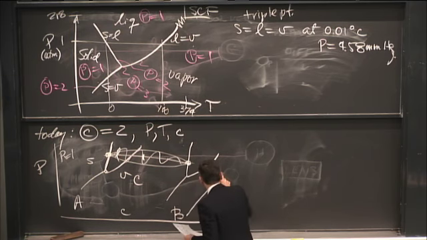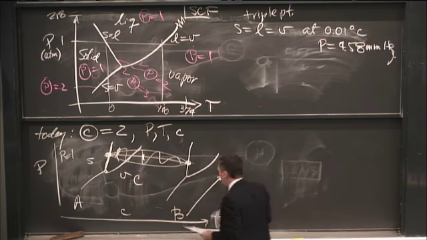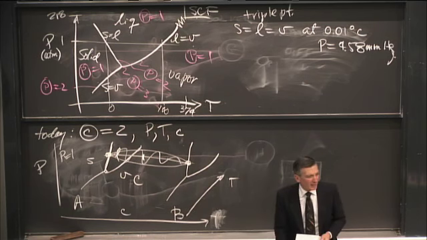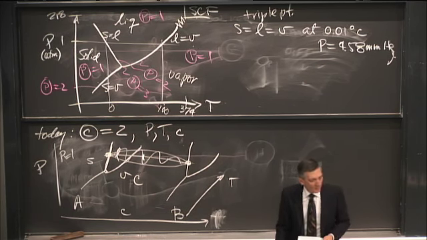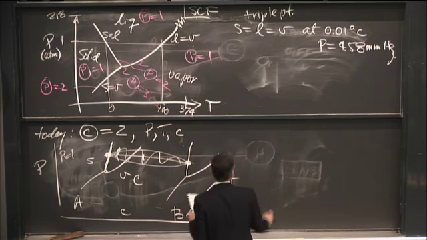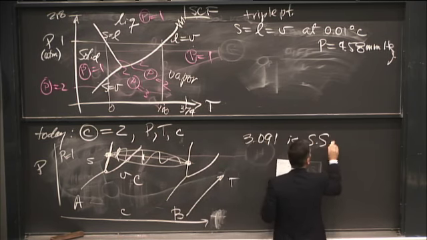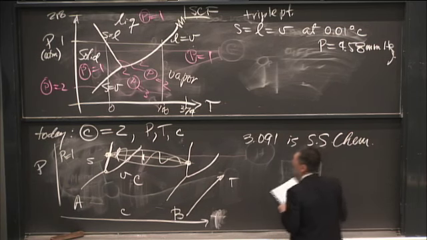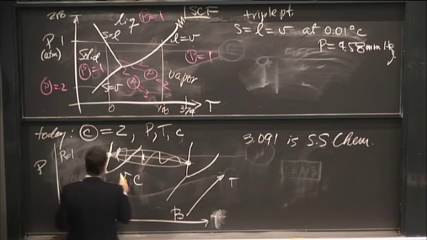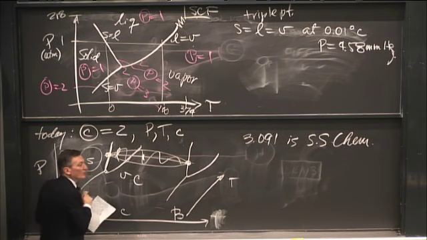I'm going to have a third axis. I'm going to need a temperature axis. I've got to make a three-dimensional drawing. And this is messy. But we're in luck because 3091 is solid state chemistry. So as solid state chemists, we're more interested in what happens in the solid here.